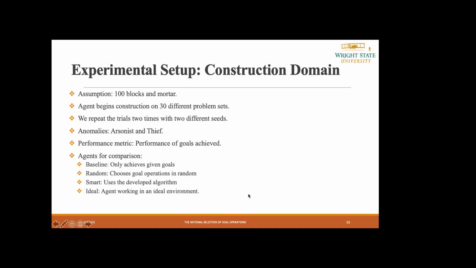And for comparison, we have generated 4 agents. One is baseline agent, meaning it would only work towards achieving the goal, and it would completely ignore all the anomalies that it encounters. And there is random agent, meaning the agent that chooses these goal operations in random. There is smart agent, which uses the algorithm that we have developed. And there is ideal agent, meaning the agent that works in a perfect world where there are no anomalies.